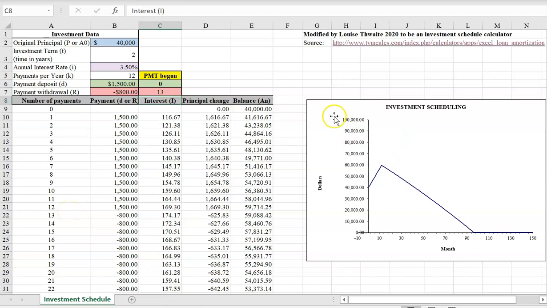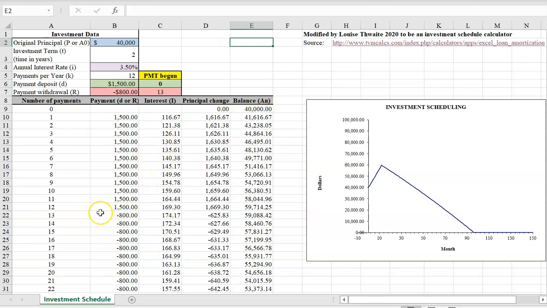Okay, you can see over here as well, there's a graph here that will help visualize what's happening to the balance of the investment over time. And please let me know if parts of it don't work properly. Like I said, I'm a rookie, so hopefully it works for any scenario that you can come up with.